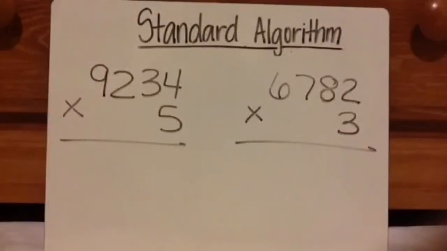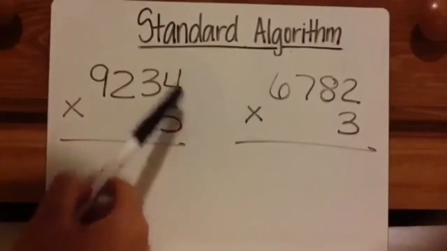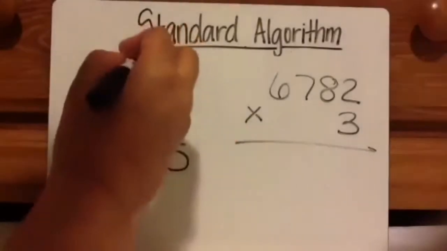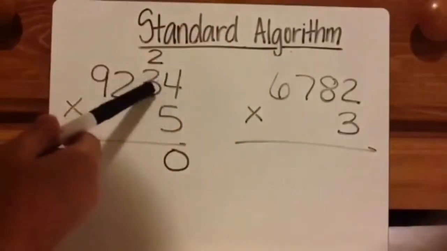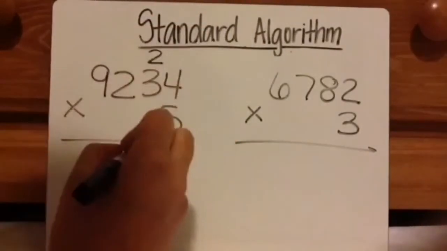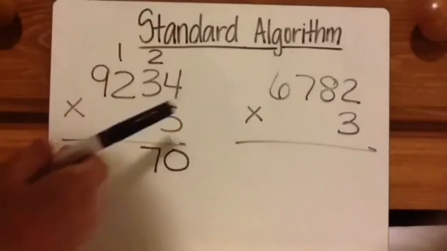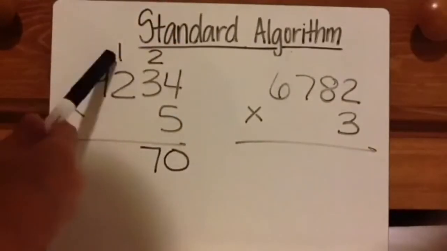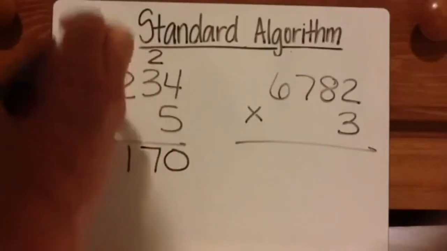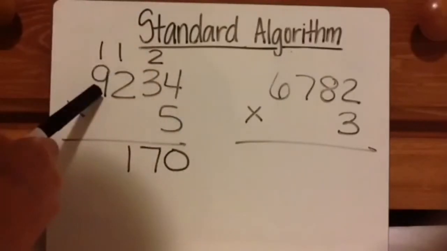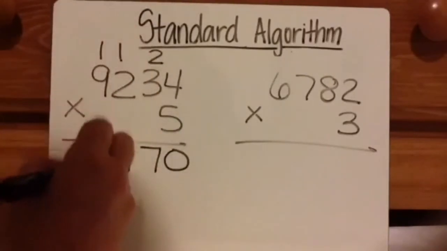Let's look at 2 more examples. Same thing, 5 times 4 is 20, put the 0 here, carry the 2. 5 times 3 is 15, plus 2 is 17, carry the 1. 5 times 2 is 10, plus 1 is 11. 5 times 9 is 45, plus 1, 46.